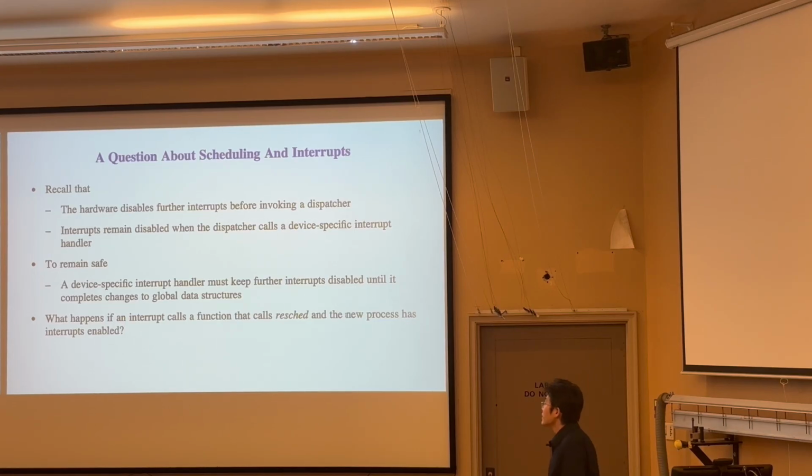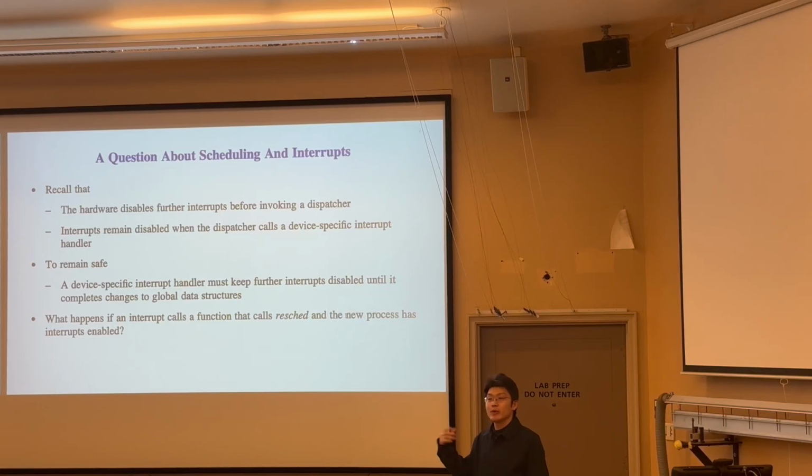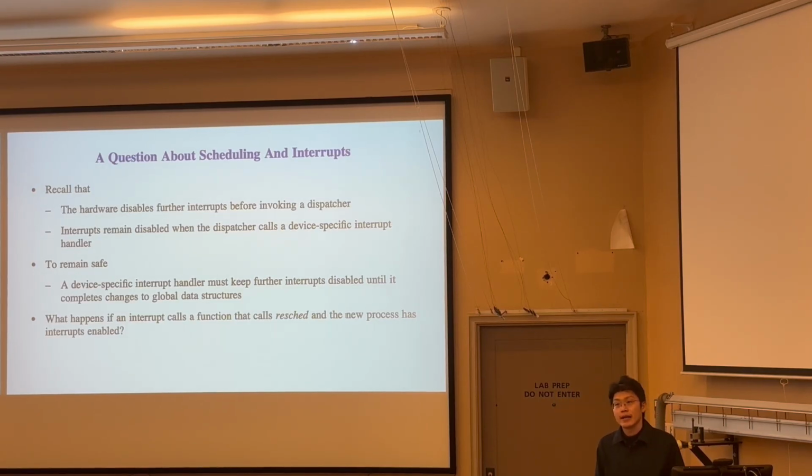So, sure, when you are executing this interrupt handler, you have disabled all interrupts. But somehow in this interrupt handler, you voluntarily call reschedule yourself, and then you schedule the switch to some other process. And that's bad, because that process might have interrupts enabled, and it could allow other processes to interrupt it, and you have no control over that.